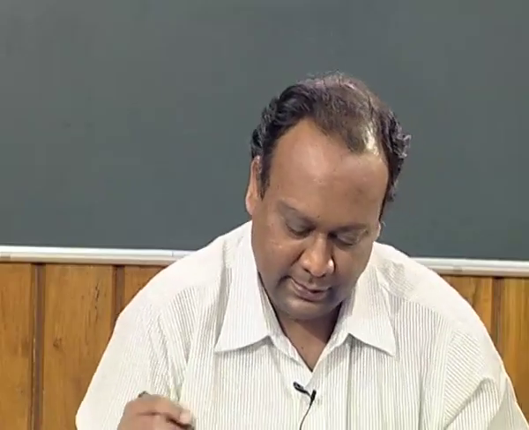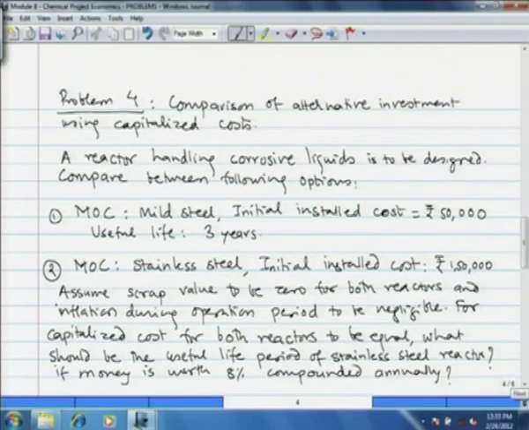Now, let us see the next problem. Here we are going to compare alternative investments using capital S cost. Now, I will read the problem statement for you. A reactor handling corrosive liquid is to be designed, and we have two options for it. First option is the material of construction, MOC, as mild steel, initial installed cost as rupees 50,000 and useful life only 3 years. And the second reactor is with material of construction stainless steel, the initial installed cost as rupees 1,50,000, and useful life is not known, that is what we have to find out.